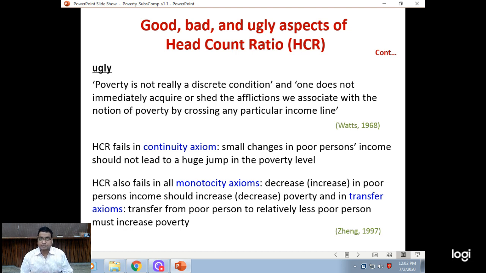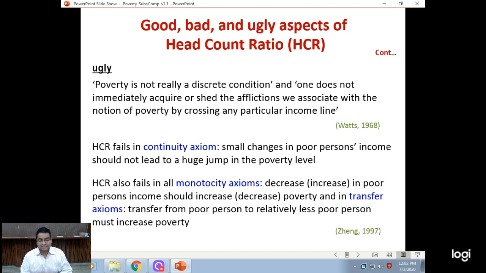Imagine a hypothetical society where maybe 50% of the population are marginally below the poverty line, and a small increase in their income makes them go above the poverty line. In that sense, the head count ratio will suddenly fall from 0.5 to 0.